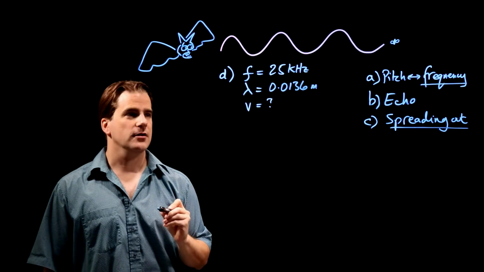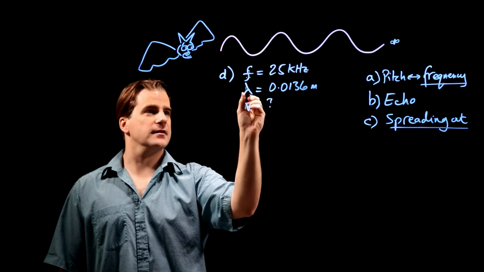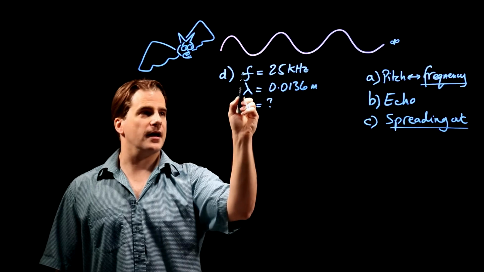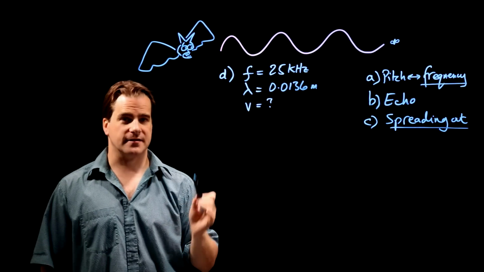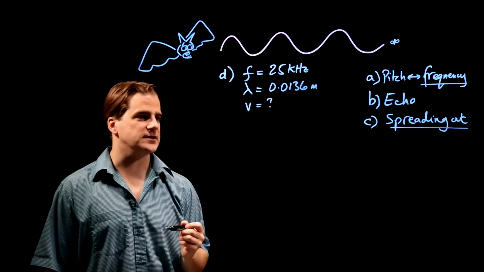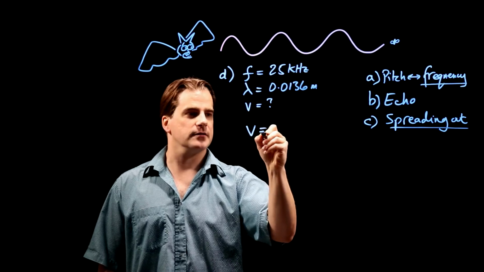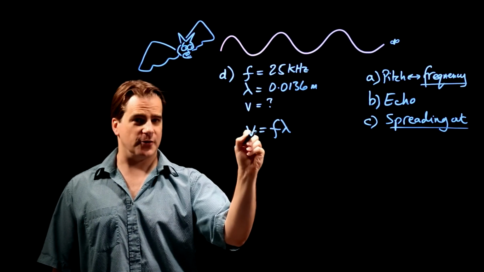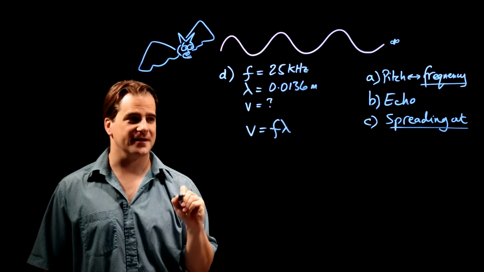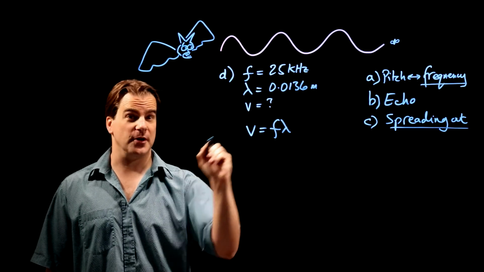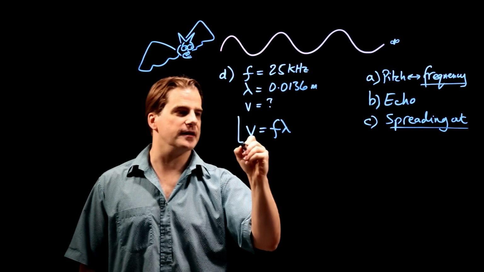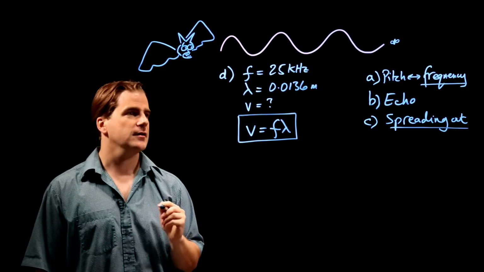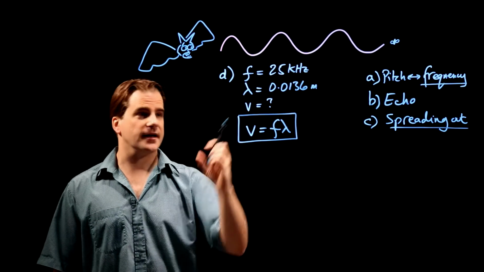Right, so this uses an equation involving V, lambda and F. It's the classic wave equation. V is F lambda. You should not have to look that up on your formula sheet. It should be in your memory. So memorize it now. V is F lambda. Velocity is frequency times wavelength. So, easy, just stick it in your calculator.